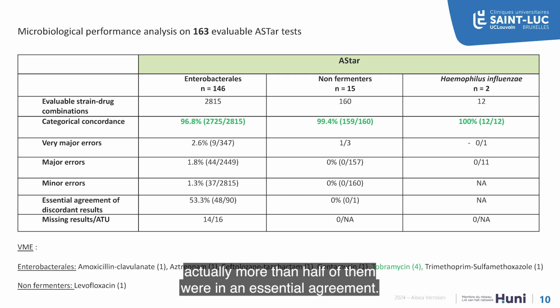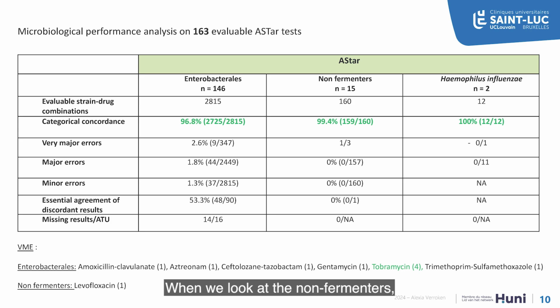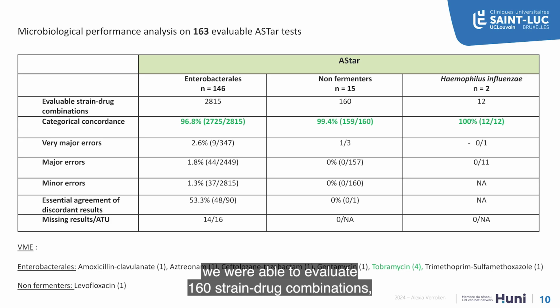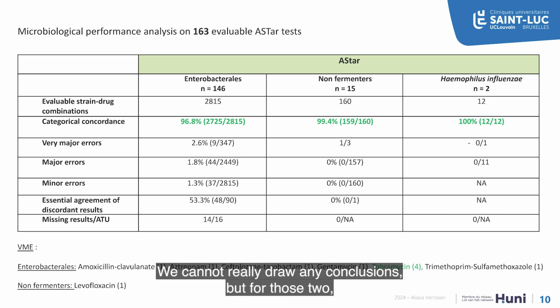When we look at the non-fermenters, we were able to evaluate 160 strain drug combinations, excellent categorical concordance of 99.4%, only one very major error for levofloxacin. And then we had 2 Haemophilus influenzae, so we cannot really draw any conclusions, but for those 2, all results were completely concordant with routine testing.